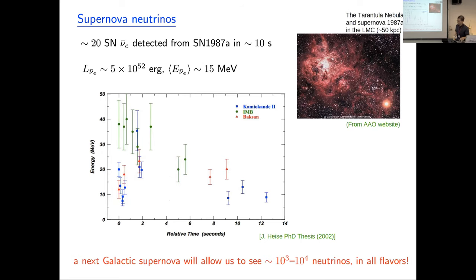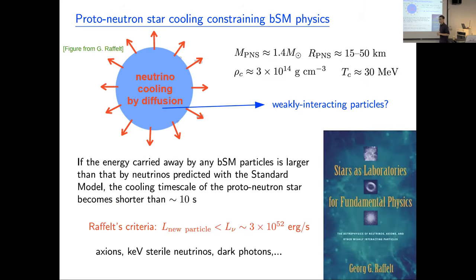So you can use that to constrain the amount of energy carried away by any new particles. This is the famous Raffelt criterion given here: the energy luminosity carried away by any new particles that may possibly be produced in the supernova explosion has to be smaller than roughly the neutrino luminosity, which is roughly 3 × 10^52 ergs per second. This was proposed shortly after 1987 and has been applied to many potential BSM particles since.